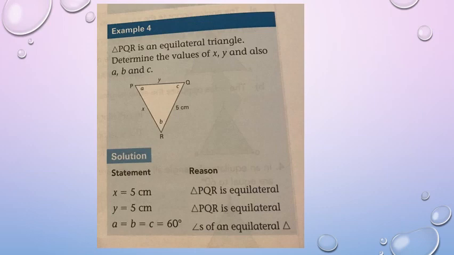Okay, triangle PQR is an equilateral triangle. Determine the values of X, Y, and also of A, B, and C. Okay, so immediately, can you see that A, B, and C would be equal to 60? Why? Because it's been given that this triangle is an equilateral triangle, and we know that with an equilateral triangle all the angle sizes are 60 degrees. But what's also true with the equilateral triangle is that all the sides are equal. So X and Y are also equal to 5 centimeters because it's been given that triangle PQR is equilateral.